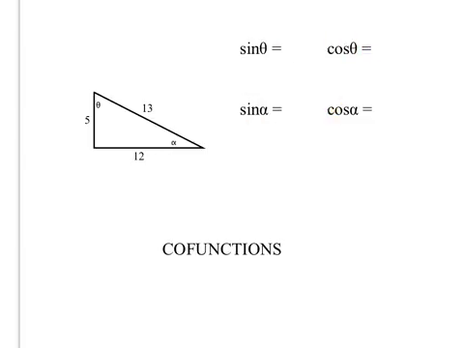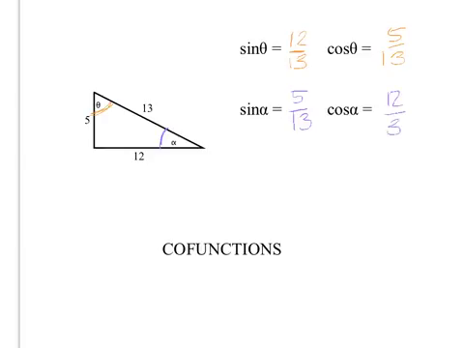So if we look at it and try and figure it out, the sine of theta, so we're looking at theta, sine is the opposite over hypotenuse, that's 12 over 13. The cosine of theta would be 5 over 13. Now let's look at alpha. Sine of alpha is opposite over hypotenuse. That would be 5 over 13. Cosine of alpha is adjacent over hypotenuse. That would be 12 over 13.